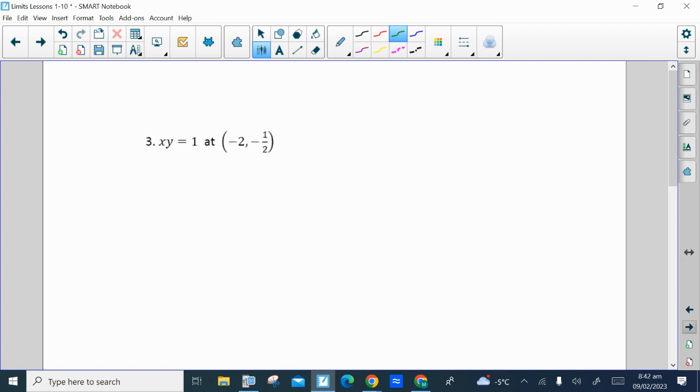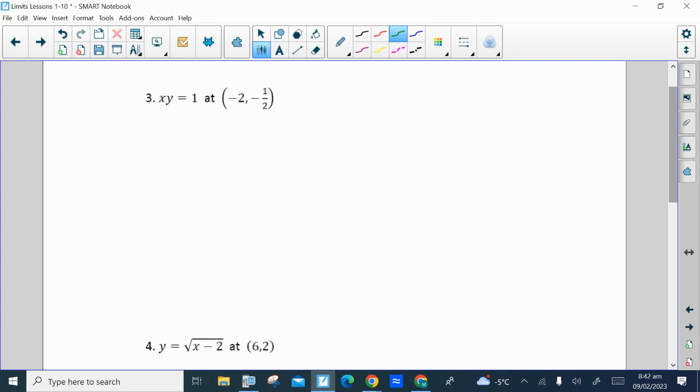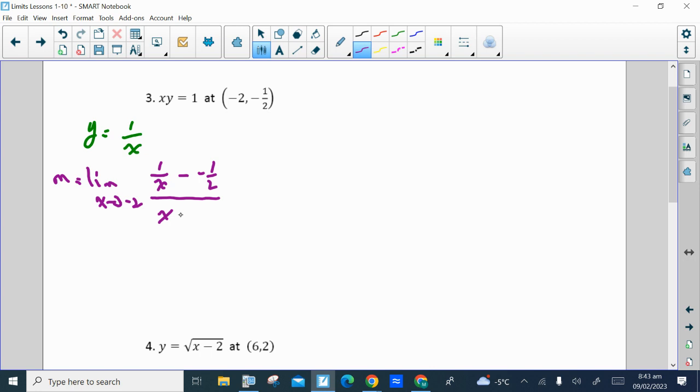So the third example, what I would first do is get y by itself. That's fairly normal. So this is a rational function. And if we want to find the slope of the tangent, we would find the limit, in this case as x approaches negative 2, of f at x, which is 1 over x, minus f at a, which is negative a half, over x minus negative 2, which becomes x plus 2.